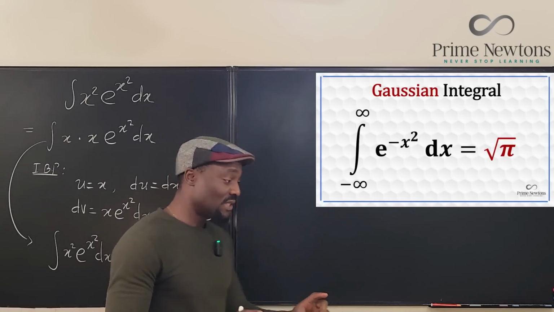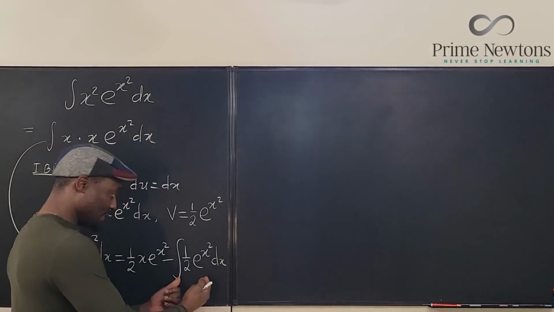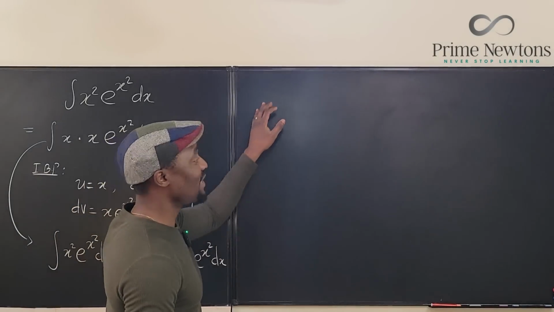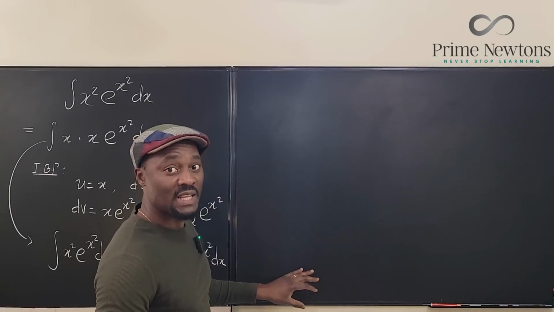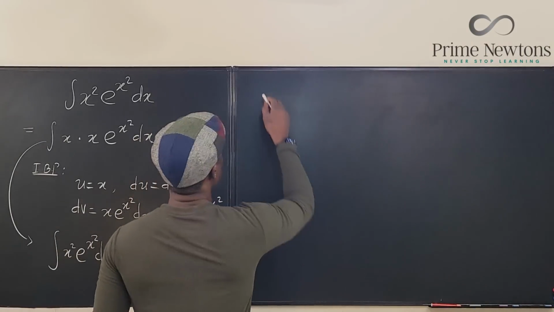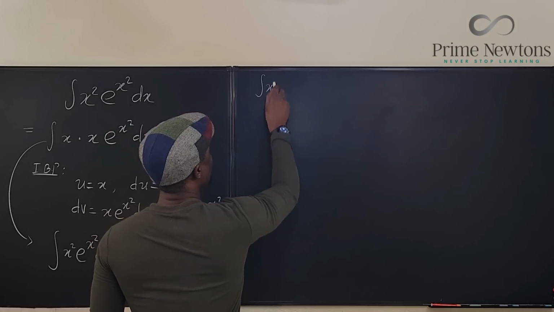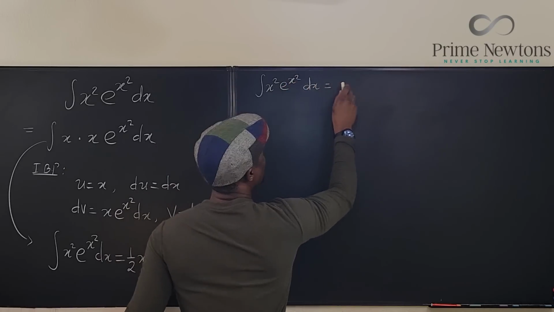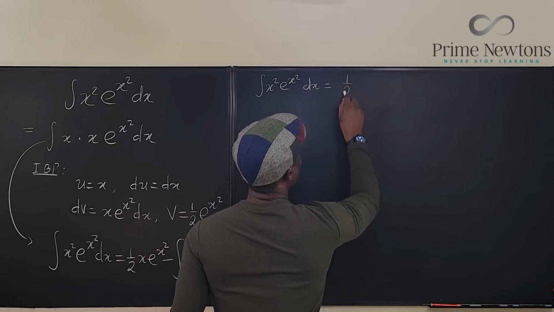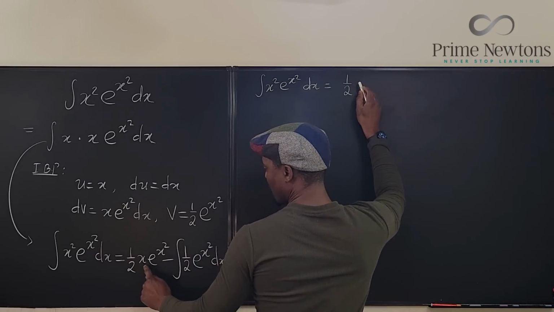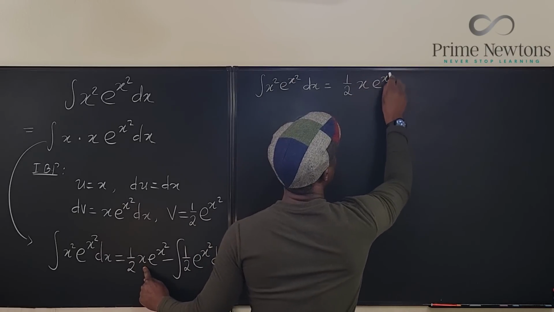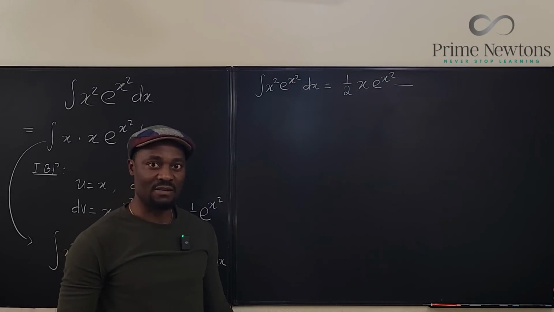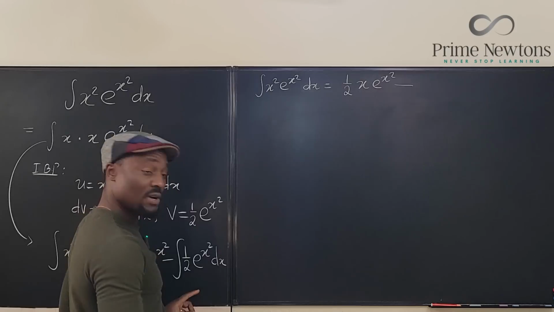But now we are stuck with this guy. We're almost there, it's just that this integral is the hard part of our answer. So what I'm going to do is write the solution on top, and then we'll ultimately come back and see what we have. So we know that this integral here, x squared e to the x squared, will be equal to 1/2 of x e to the x squared minus something. That something is all I'm waiting for now, and that's just this integral. So let's work on this integral.